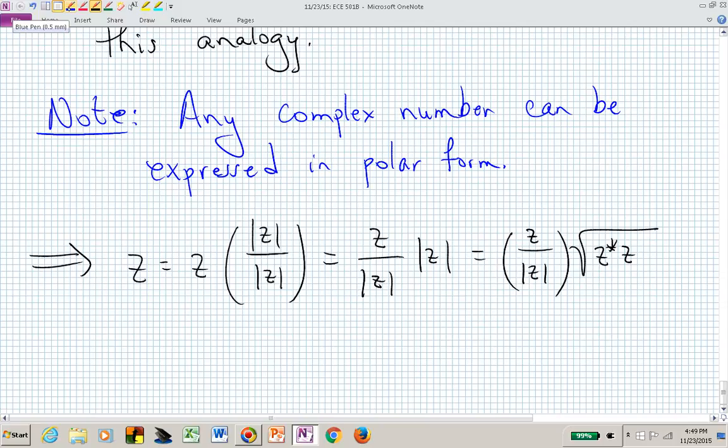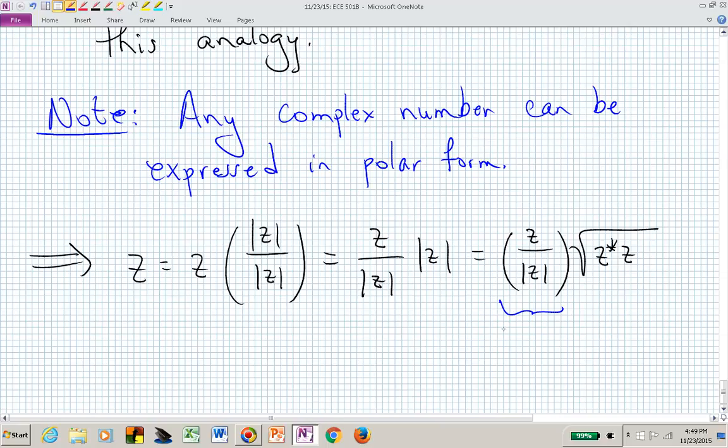Meaning I started with just any old complex number z, and I ended up writing it as a product of two pieces. And this first parenthetical piece, how big is it? Or where is it? If you plotted that point on the complex plane, where would that live? Z divided by its modulus. It's on the unit circle.